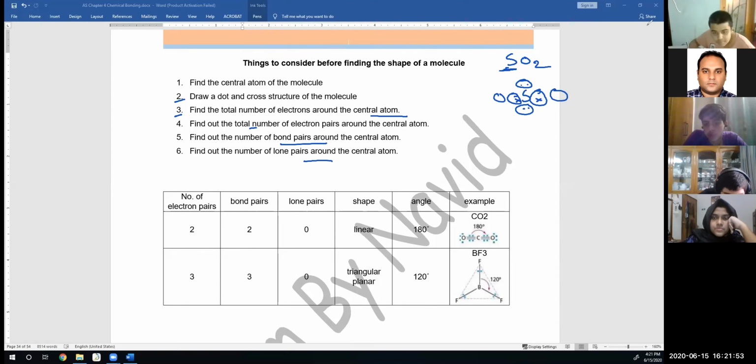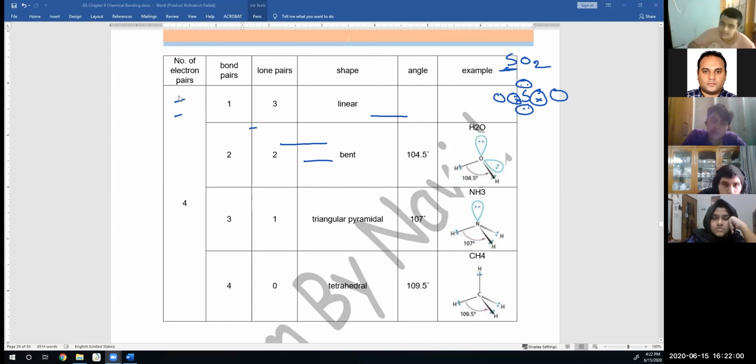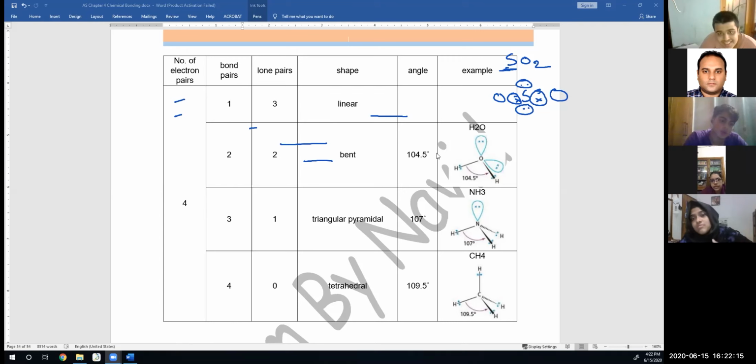Okay, so I'll give you a chart, which is not in the book. So total number of electron pairs around the central atom is 4. Bond pairs 2. Lone pairs 2. What is your shape then? Bent. What is your angle? 104.5. So what is your example for this? Water. Your shape would be the same as that of the water molecule. Got it, Muzammil? Yes, sir.